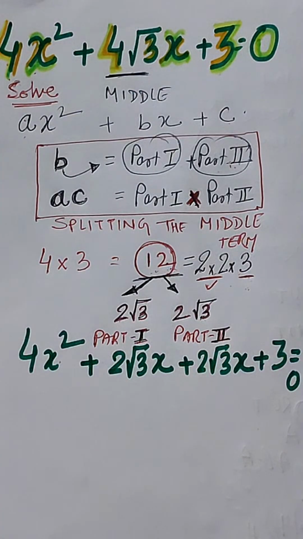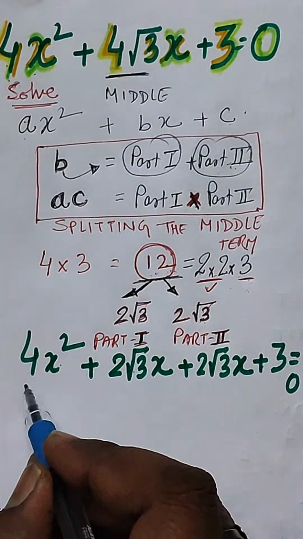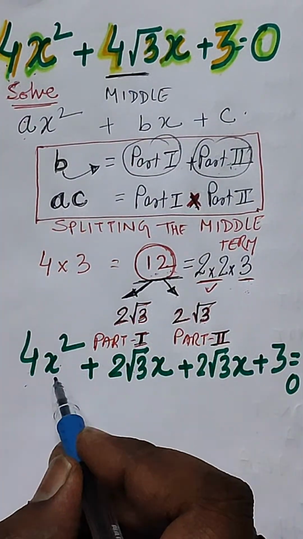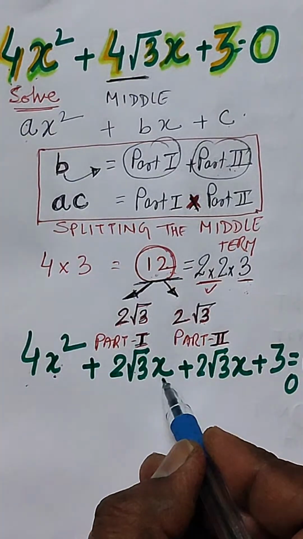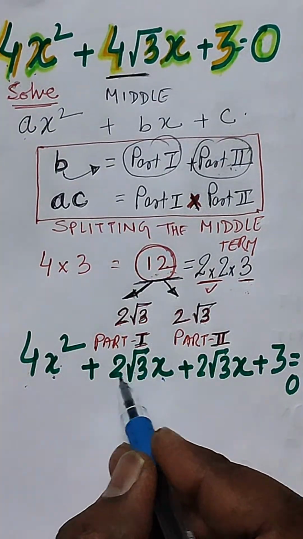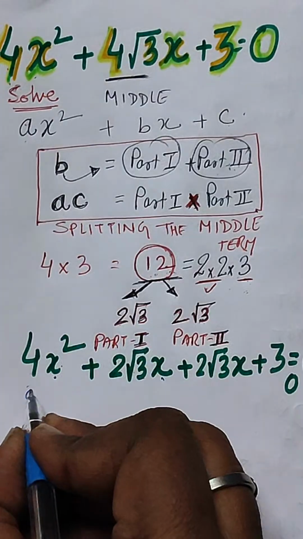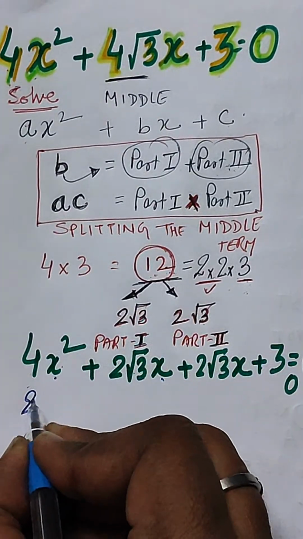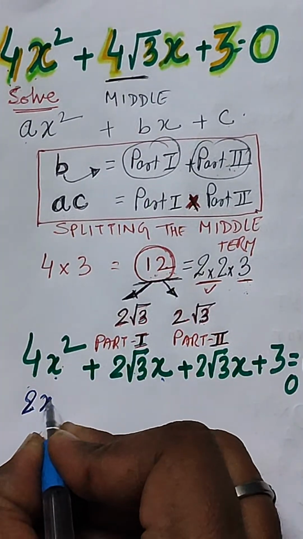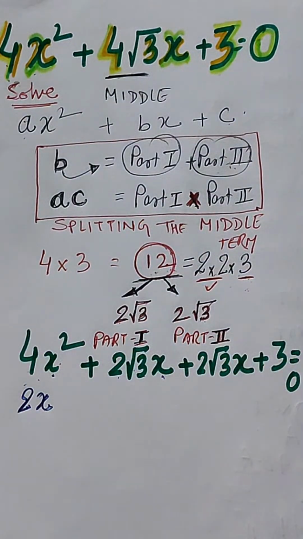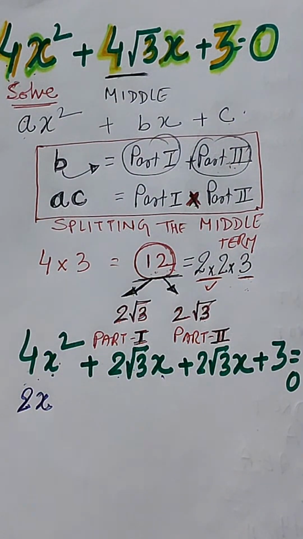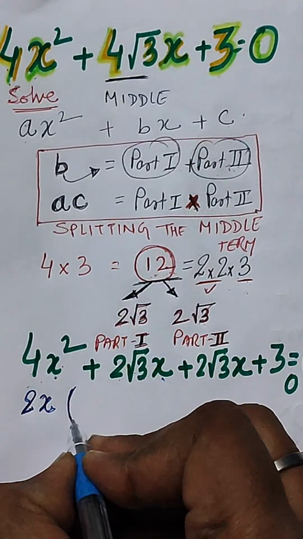So here you can see, my dear friends, from these two, what are the things which can be taken as common? Here you can see x can be taken as common and even 2 can be taken as common. So let us do one thing, just bring 2x out from these initial two terms and we are left with what?